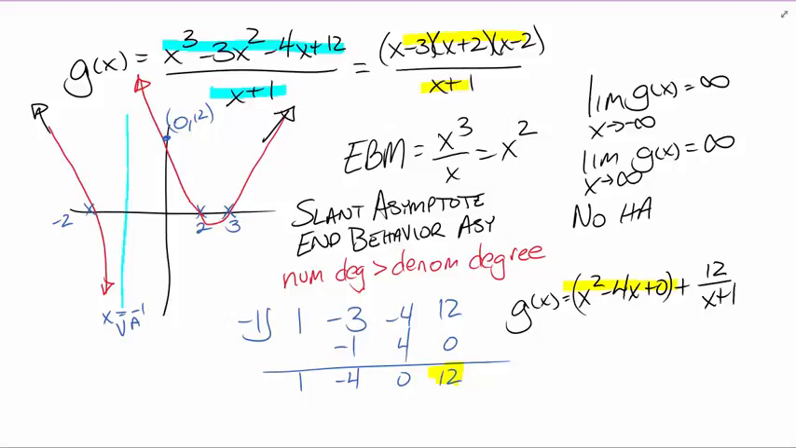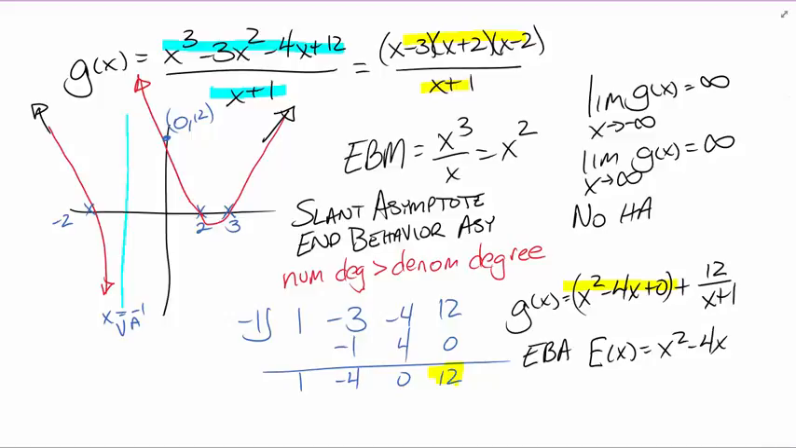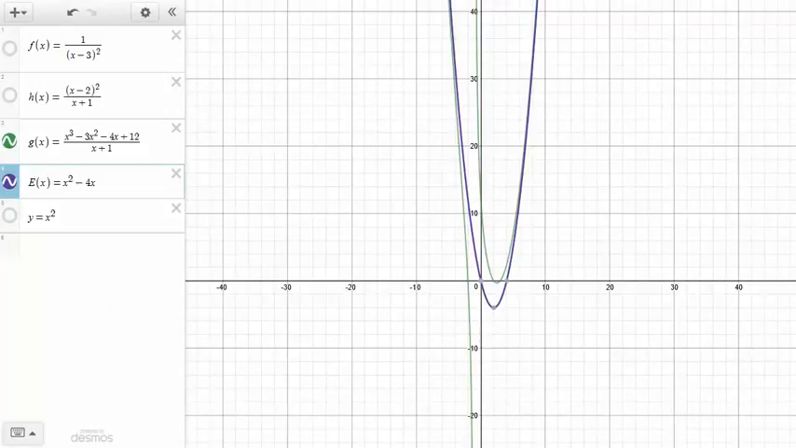So what we're going to say is that our end behavior asymptote is this quotient. Our end behavior asymptote, or our slant asymptote, is going to be the function y equals, actually I'm going to call it e of x, just for end behavior. It doesn't really matter here. e of x equals x squared minus 4x. So if I go back over to the graphs, here's my green, which was g of x. Here's my e of x, and you can see that e of x in blue very closely models the green g of x.